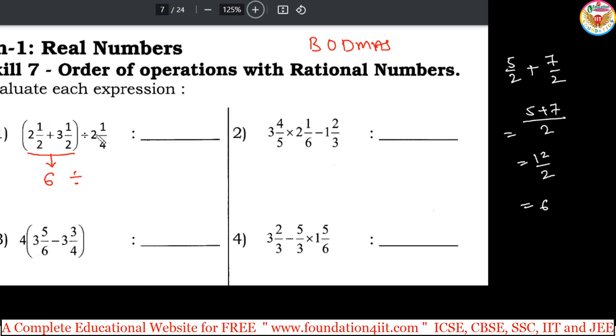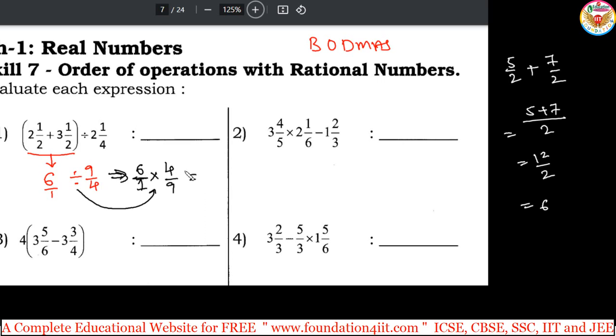Next, the divide symbol, 2 1 by 4: 4 twos are 8, plus 1, 9. So 9 by 4. 6 we can write as 6 by 1 divided by 9 by 4. As the division rule, when we have fractions in division, the first fraction you should write as it is. Then the division symbol you keep as the multiplication symbol, and the next fraction should be the reciprocal. 9 by 4 becomes 4 by 9. This is the method for division of fractions. First fraction don't change, 6 by 1 as it is. Then only the second fraction you take the reciprocal, keeping the multiplication sign instead of the division symbol.